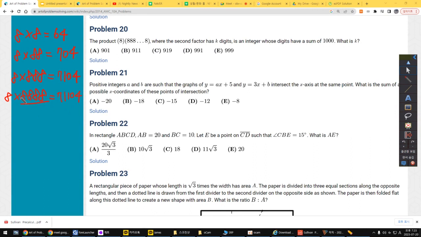If these are k digits, so the pattern is when the second number is four digits, this middle value is 2, and when the second number is 3 digits, the middle value is 1. So the pattern is if the second number is k digits, the middle number is k minus 2, and then we are going to add 4. And the sum of this is 1000. So what's the value of k when you solve this equation?